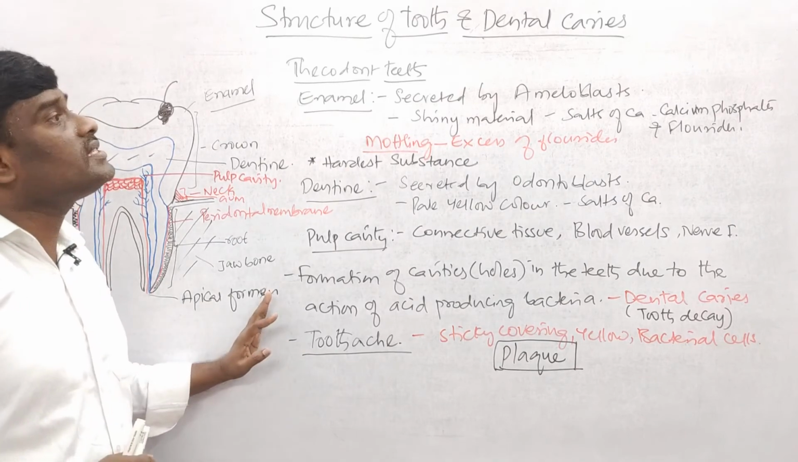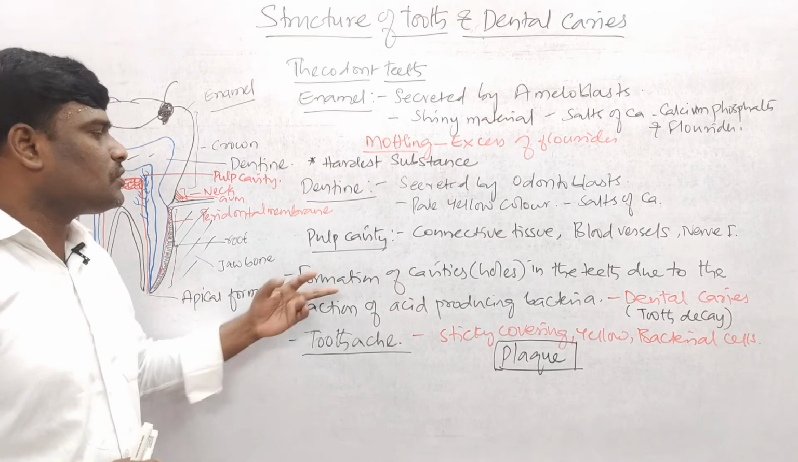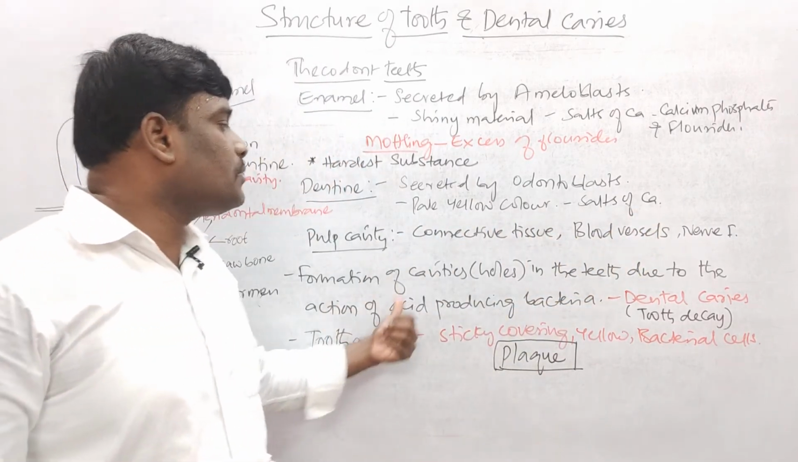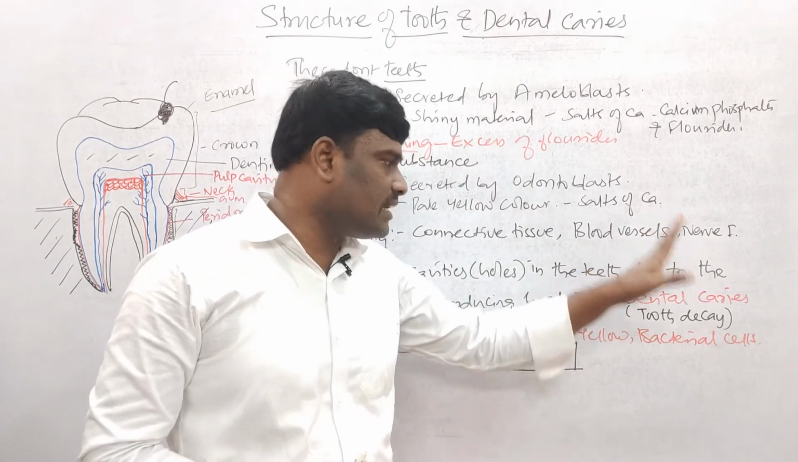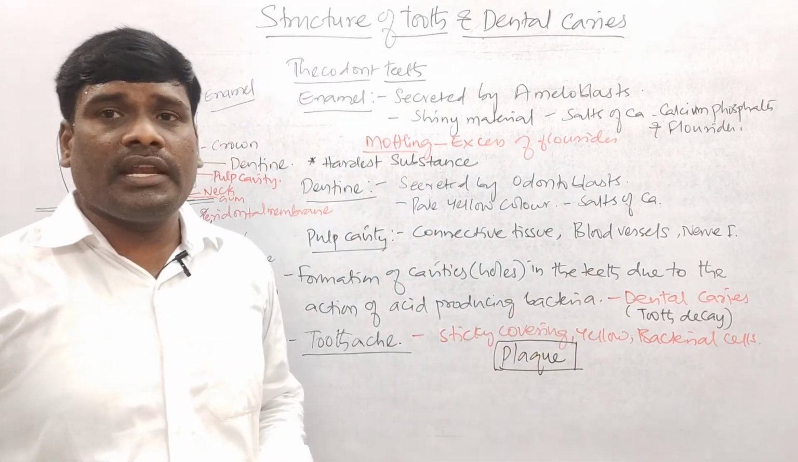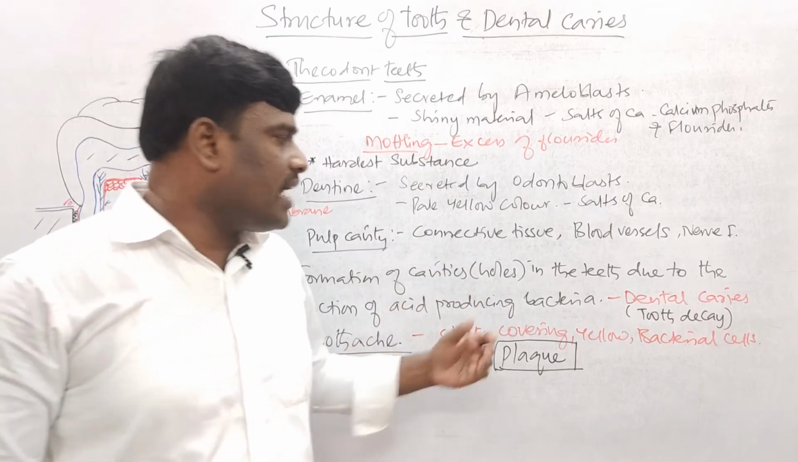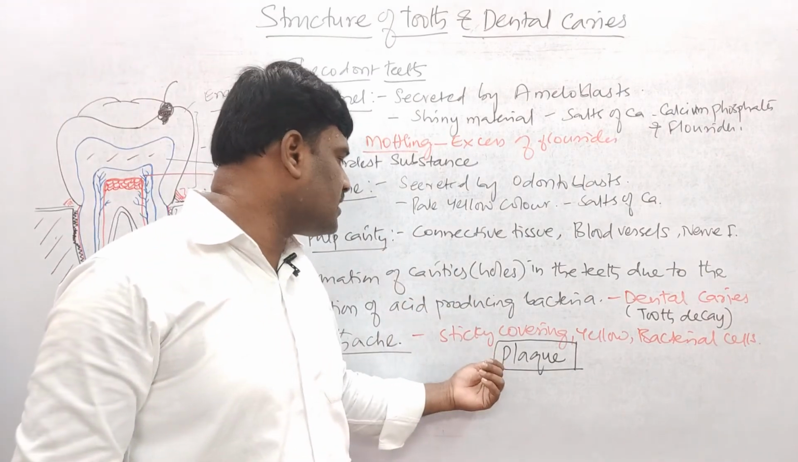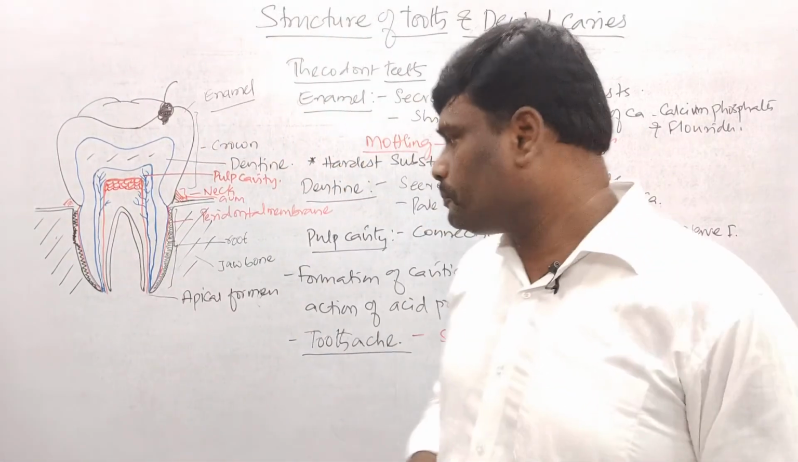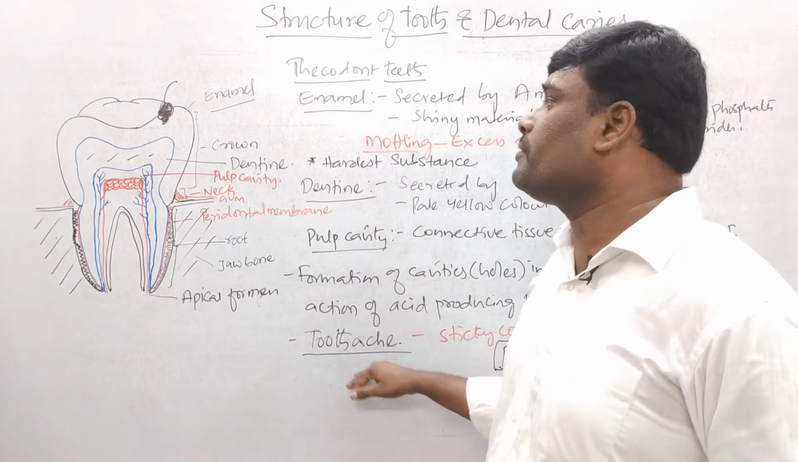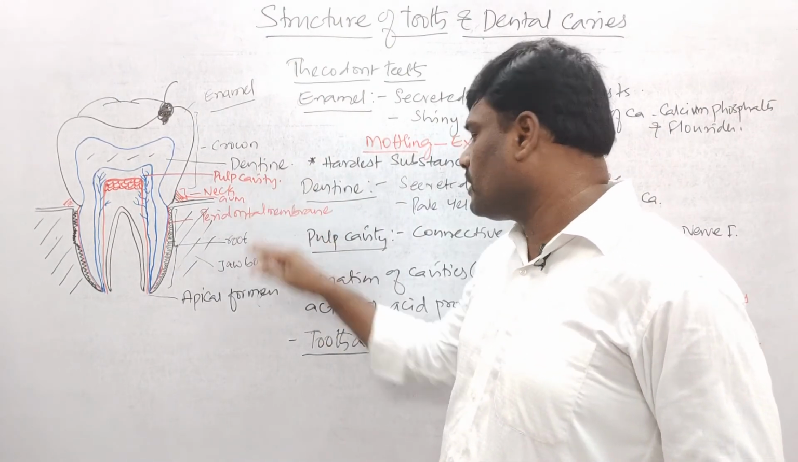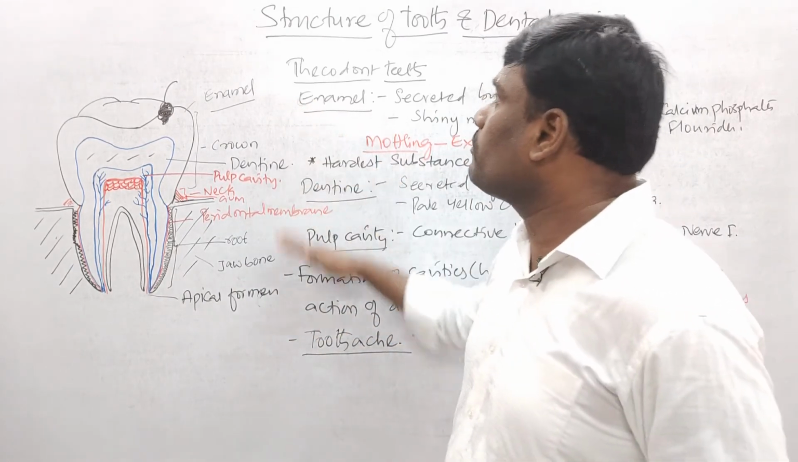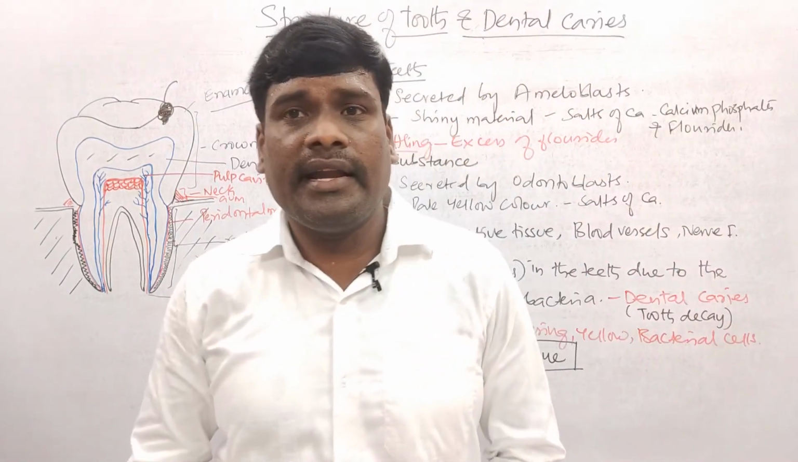Okay, and what about dental caries? Dental caries means the formation of cavities or holes in the teeth due to the action of acid producing bacteria, children. Commonly we can call it tooth decay. And the sticky yellow covering which consists of bacterial cells, we call plaque. And the inflammation seen in the pulp cavity of the tooth, with severe pain, we call toothache, children. So this is about the structure of tooth and dental caries, children.